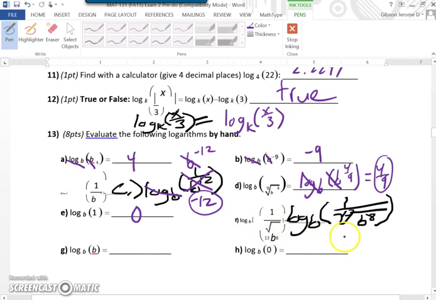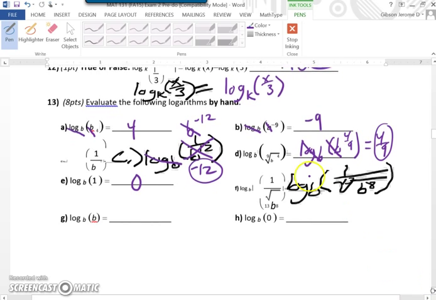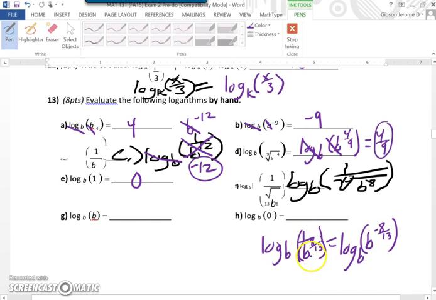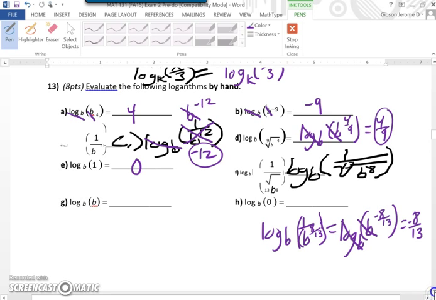Okay, now for F, I'm going to have to do F down here. This is log base B of 1 over the 13th root of B to the 8th. So this would be log base B of 1 over B to the 8 over 13 power. So then this will end up becoming log base B of B to the negative 8/13 power, to get it out of that denominator. This log base B will simplify out, so your final answer would be negative 8 over 13.